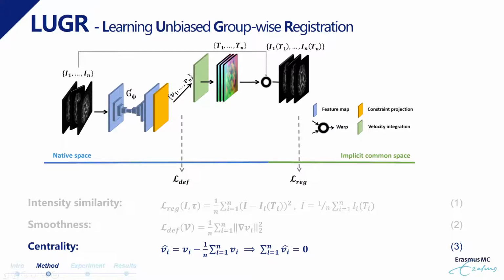This operation is implemented using a custom layer in the neural network, which we denote as constraint projection and mark in yellow in the figure. In this way, the proposed Luger framework is optimized with regard to loss terms of intensity similarity and deformation smoothness only, but always subject to the constraint of geometric centrality.